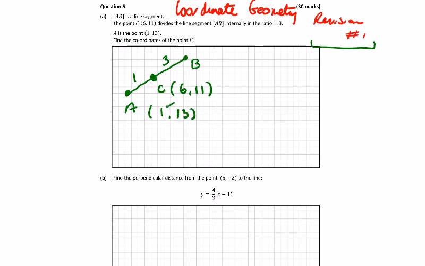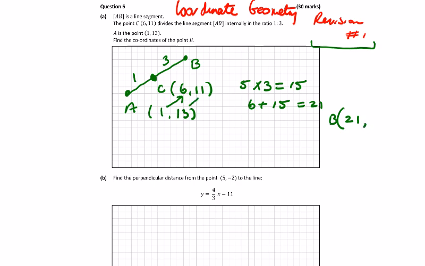So we just look at the jump. The jump from 1 to 6 is 5. That's one part, so to get 3 parts, we multiply by 3 to get 15. So we have to add 15 to the 6 to get 21. So that's the x part of B.